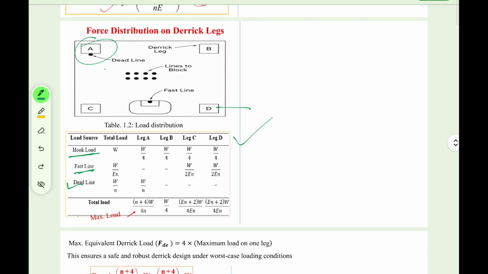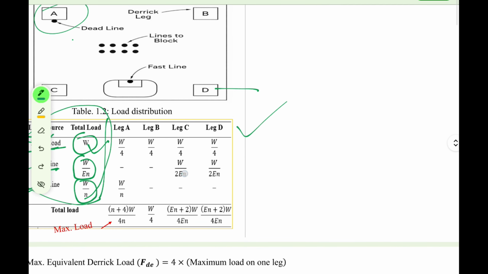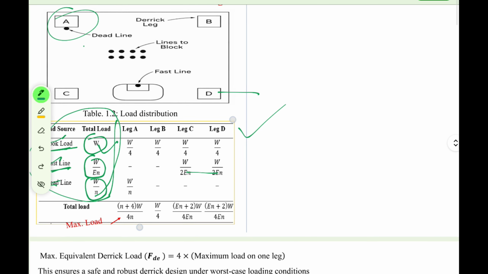We know that the hook load, the total load, is W, and the fast line load is nothing but W by NE. And the dead line load is also W by NE. So up to this condition, we know that the hook load is W, the fast line load is W by NE, and the dead line load is W by NE. These things we are already knowing, right? So now what we need to understand.